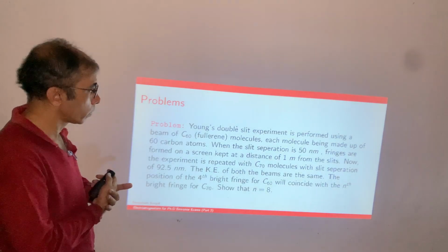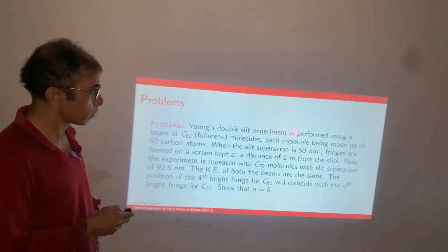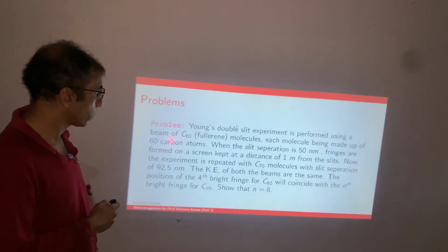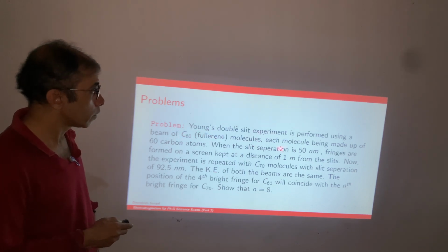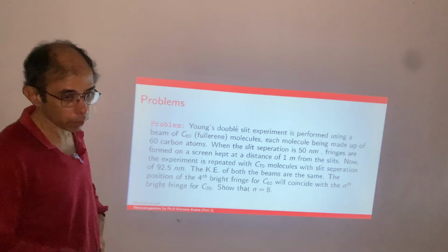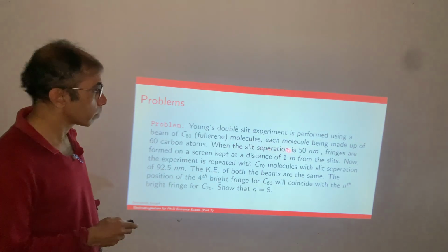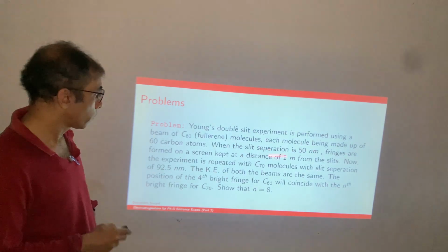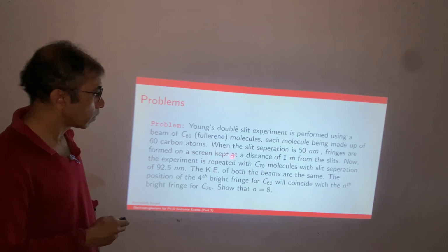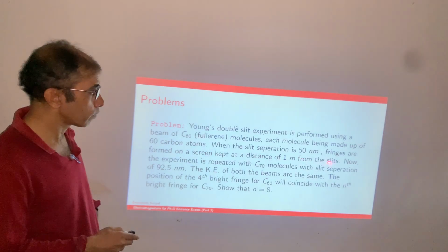We go to the next problem. Young's double slit experiment is performed using a beam of C60, which is called fullerene molecules. Each molecule is made up of 60 carbon atoms. When the slit separation is 50 nanometers, fringes are formed on a screen kept at a distance of 1 meter from the slit.